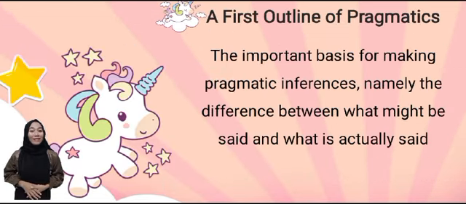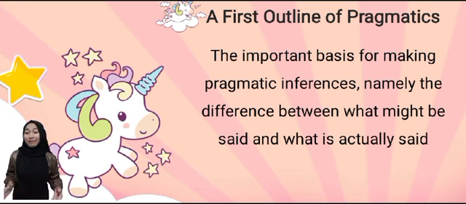And the last one is the first outline of pragmatics. One thing that must be considered in the first outline of pragmatics is the important basis for making pragmatic inferences, namely the difference between what might be said and what is actually said, and various other things that we will discuss later in another video.